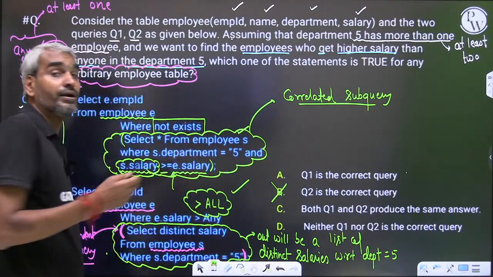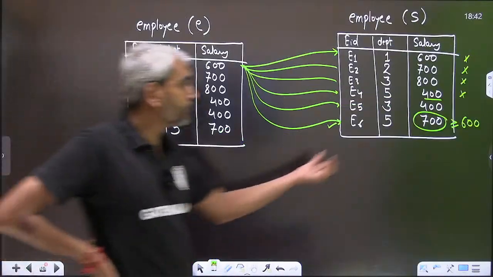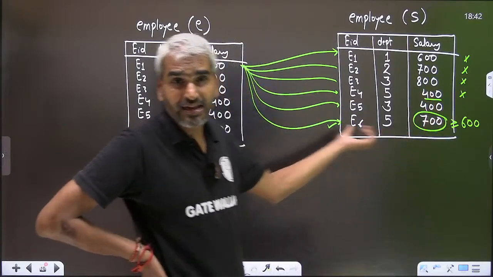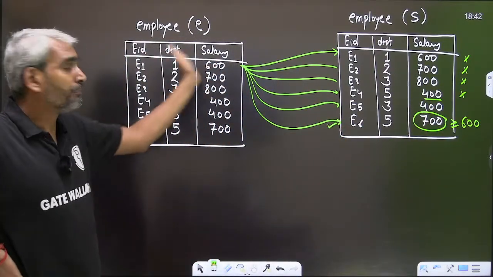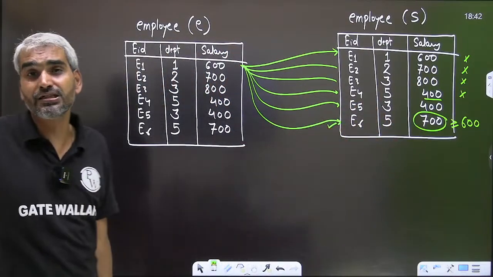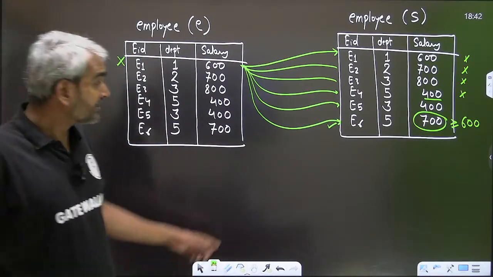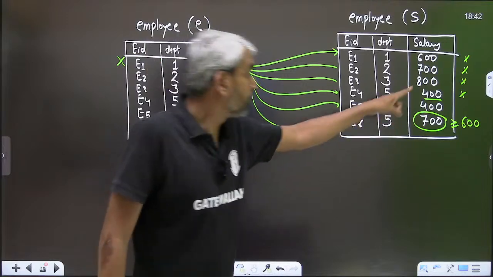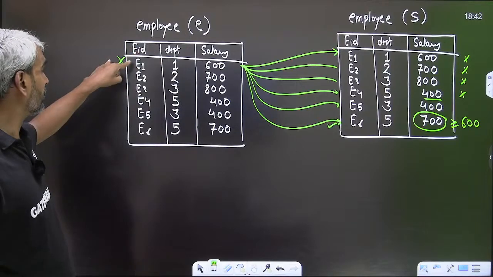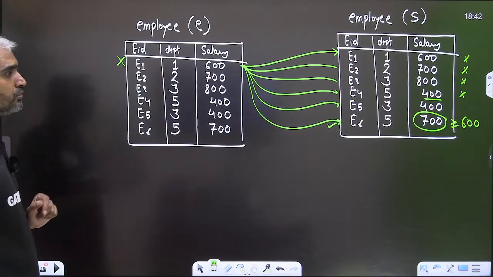So please try to understand. If there is any employee of department 5 whose salary is more than the salary of the employee of the tuple under consideration, then the inner query result will not be empty. In that case, not exists will return false, and that particular employee will not get selected by the outer query. Clear? Now, that's with respect to the first tuple.